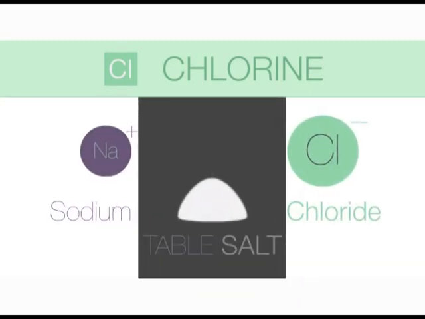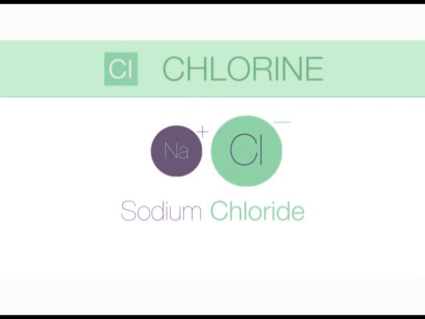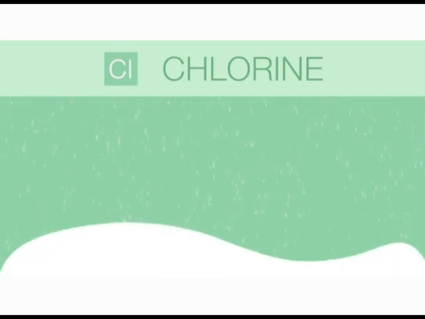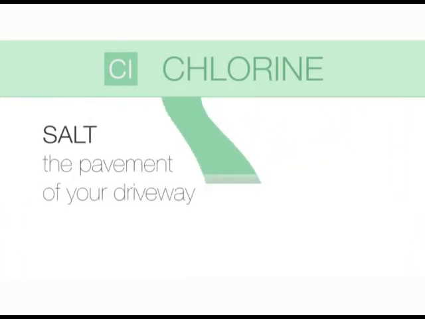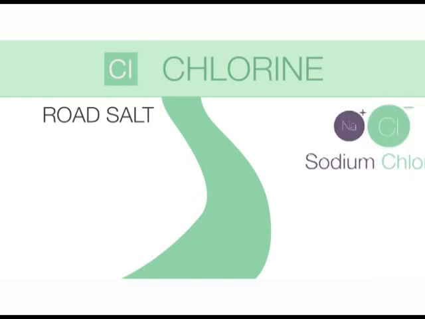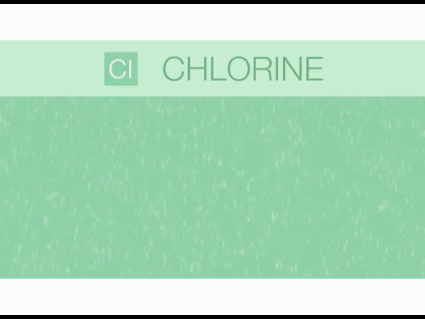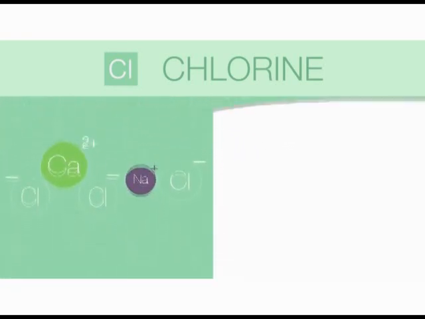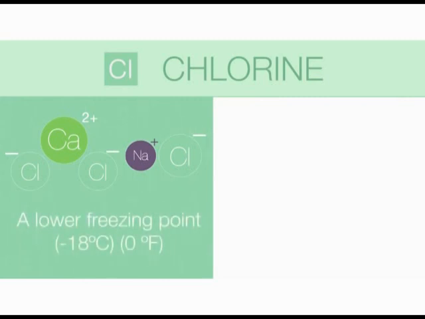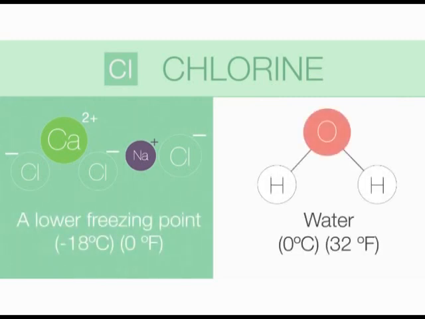Common table salt is sodium chloride. It is a flavoring agent and enhances food taste. In cold countries, people often salt the pavement of the driveway. Road salt is a mixture of sodium chloride and calcium chloride. The sodium and calcium chloride solution that results when ice starts to form has a lower freezing point than that of water, so ice is not formed even at low temperatures.